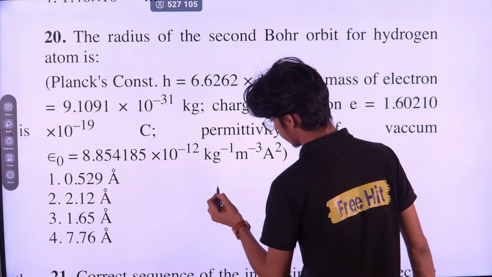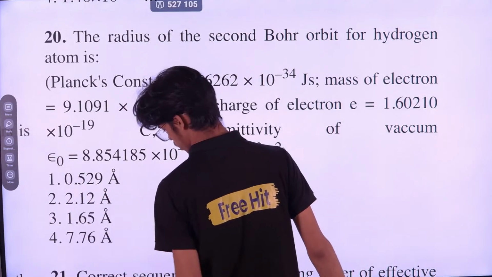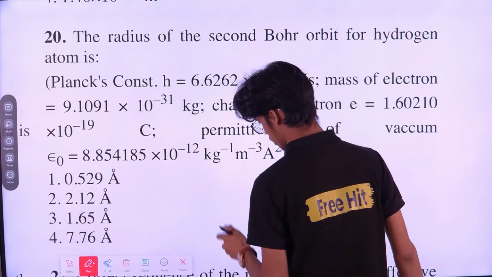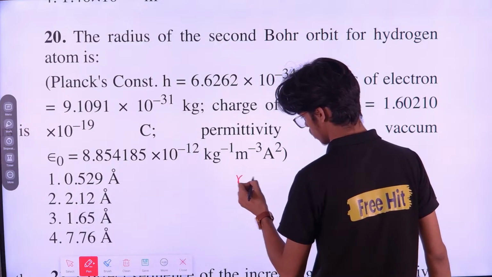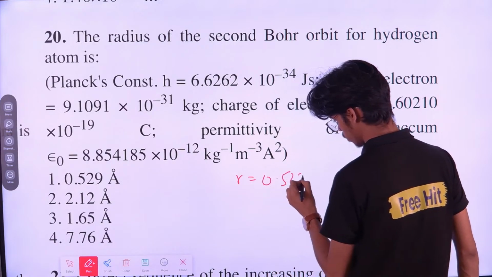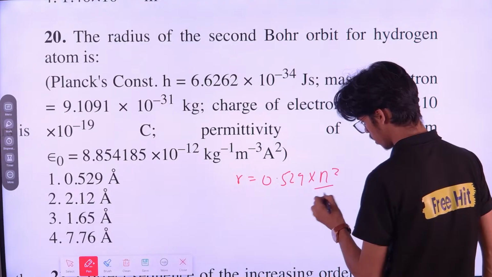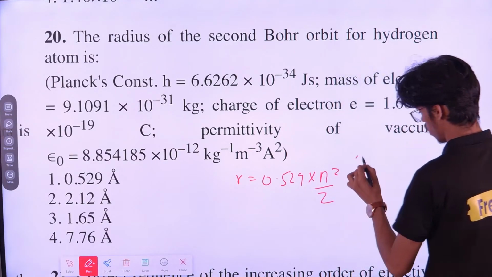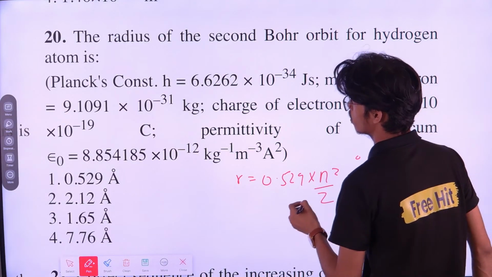So the formula for the radius is, if you know the formula for the radius, this question is very easy. The formula for the radius is 0.529 into n square by Z, in Angstrom.